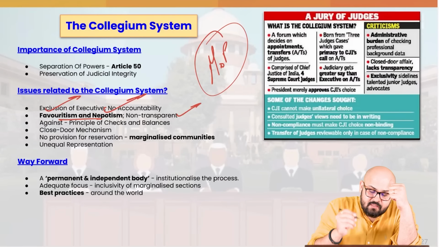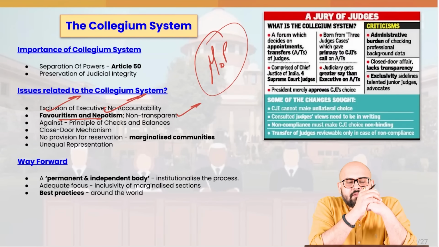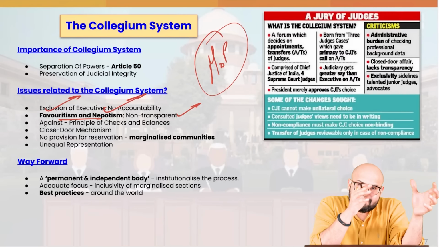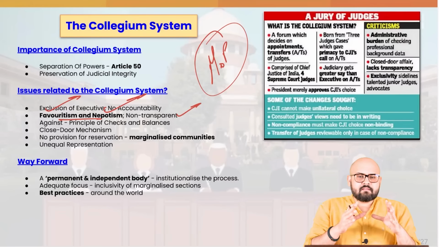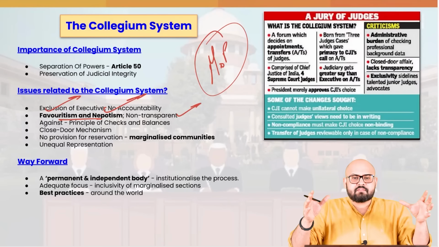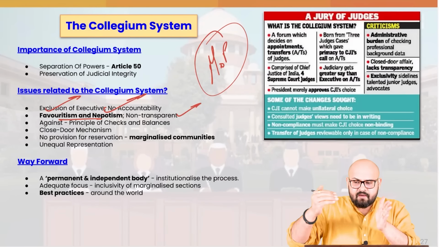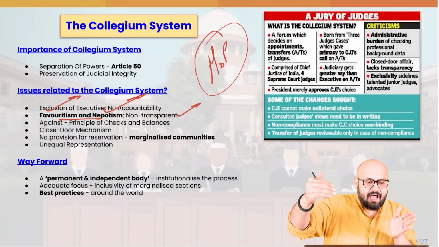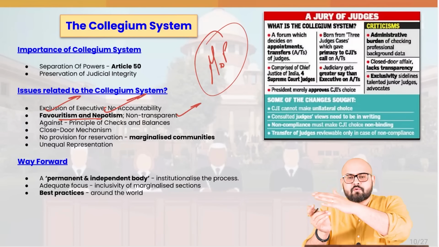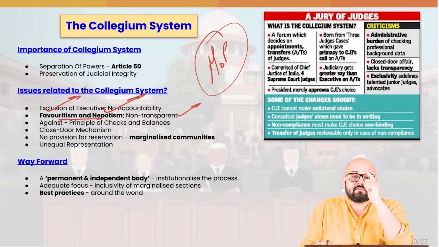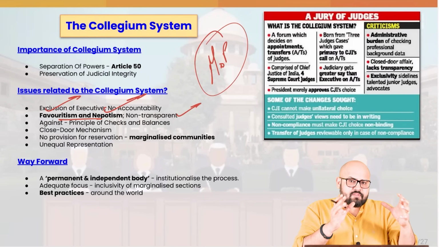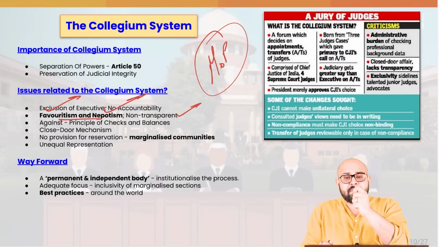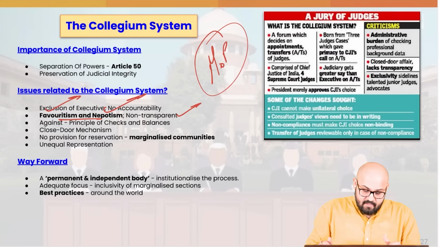Then we have that it is against the principles of checks and balance. Yes, India does not follow a very rigid separation of power. What we follow is checks and balance, where every institution, every organ of the state is partially independent. If one organ of the state, be it legislature or executive or judiciary, oversteps, the other organs of the state try to control it. That is what the mechanism of checks and balance is. But if the judges have complete power with respect to appointment and transfer, this is hampering the principle of checks and balance, right?